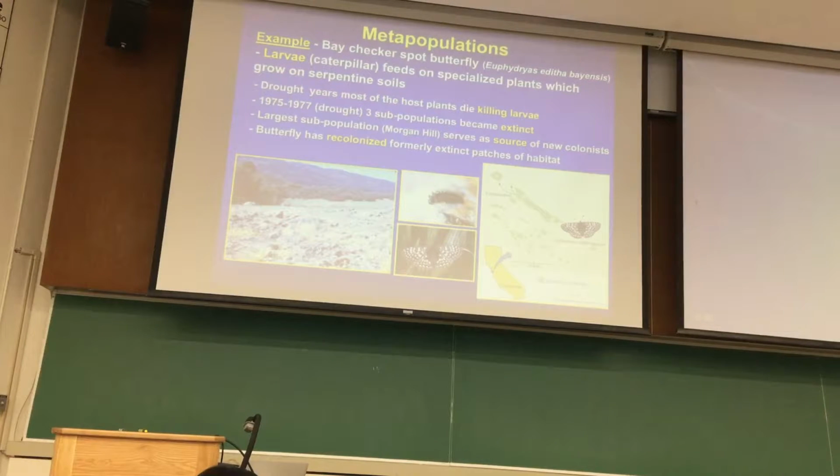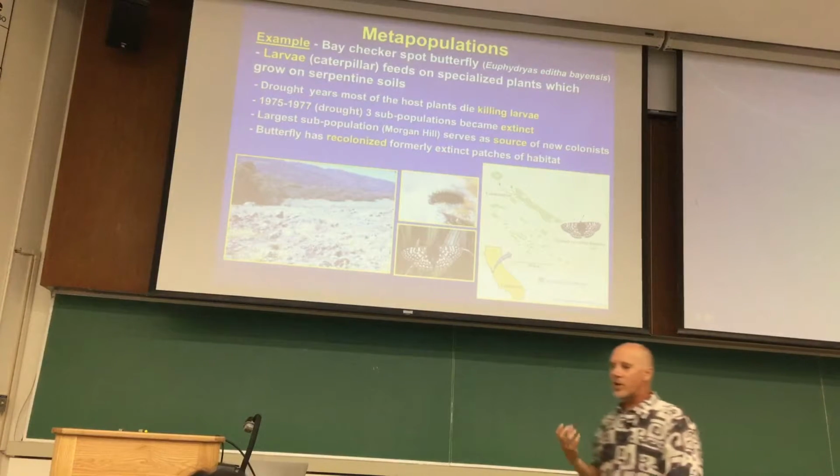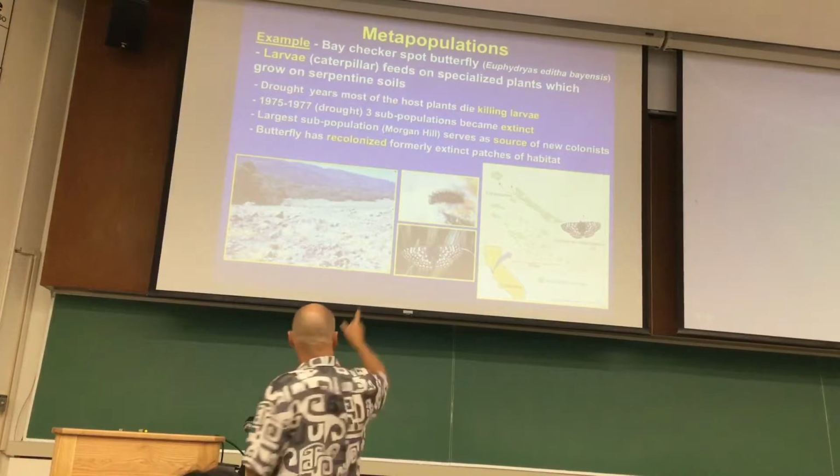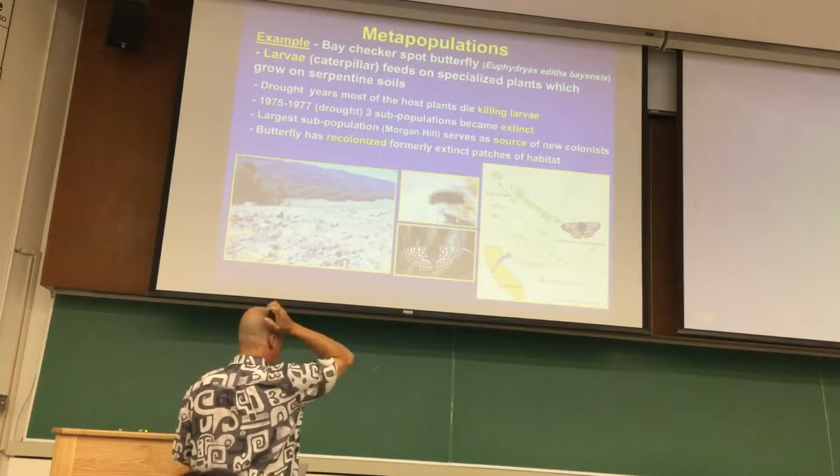Why is it called the Bay? It's from the Bay Area. Why is it called the checkerspot? It's got checker spots. All right. So again, it's not the most inventive name, but it's very descriptive of the organism. So this is a complete specialist on Goldfield flowers. And so there's the caterpillar, the larval stage, and there's the adult.